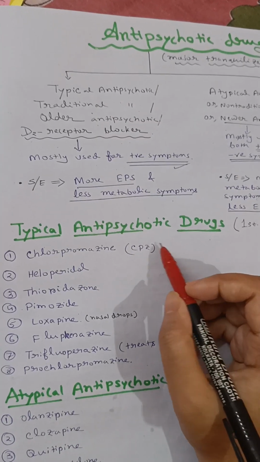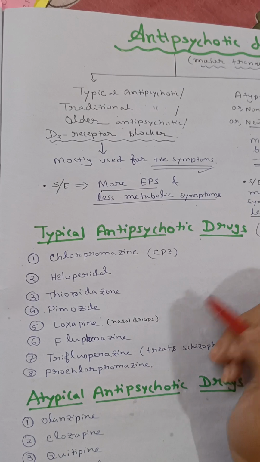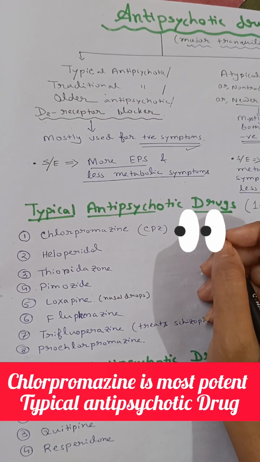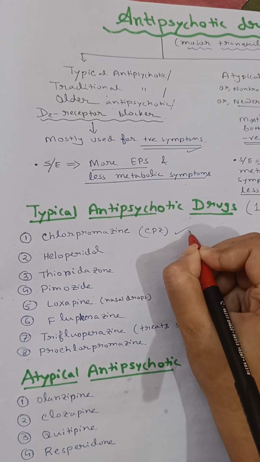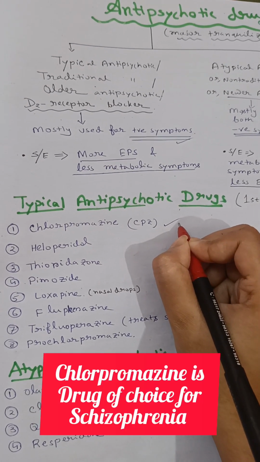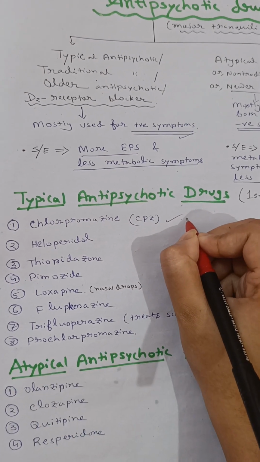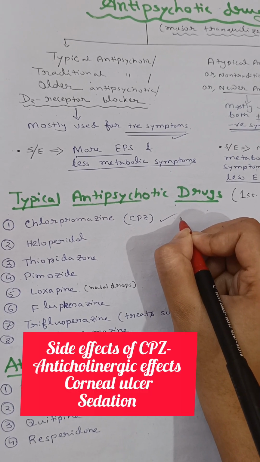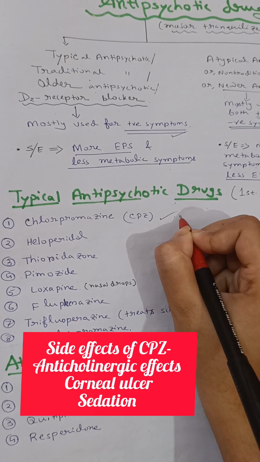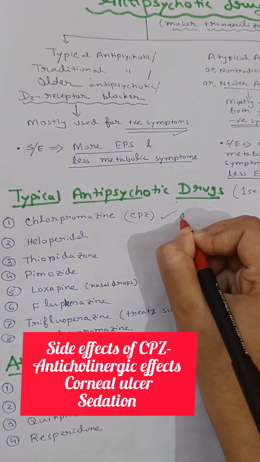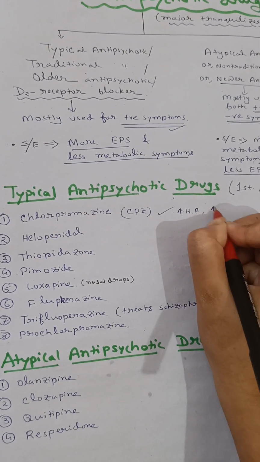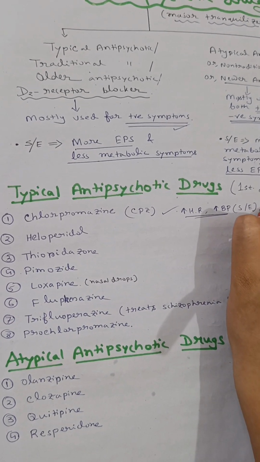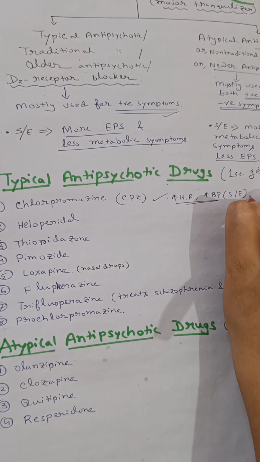Now, the most commonly used typical antipsychotic drugs are here. Firstly, CPZ or chlorpromazine, which is the most potent typical antipsychotic drug, and CPZ is the drug of choice for schizophrenia. But there are some side effects of CPZ also, like the anticholinergic effects: dry mouth, dry tongue, constipation, dilated pupils, increased heart rate, and increased blood pressure. The patient can also have corneal ulcer.